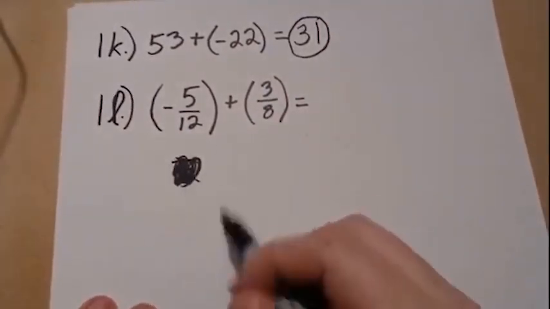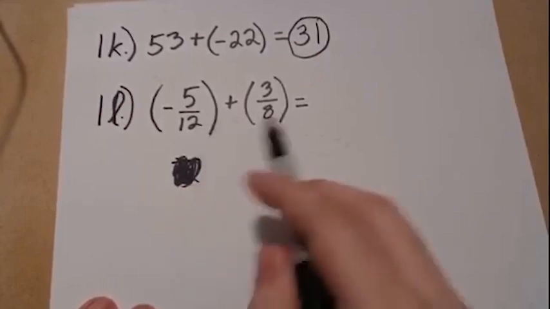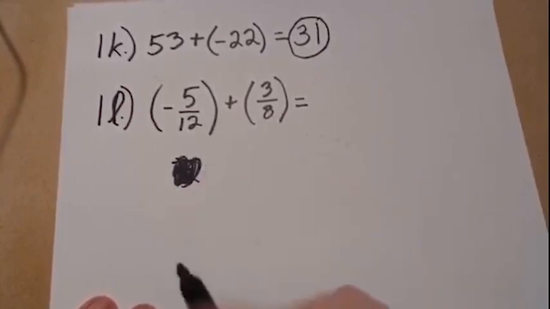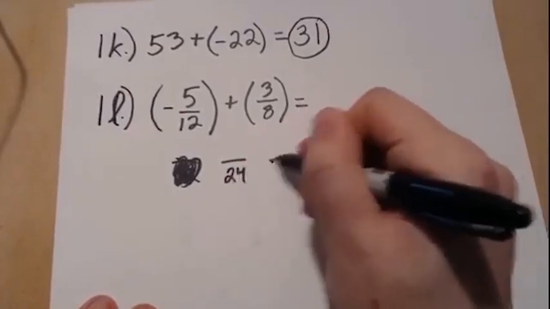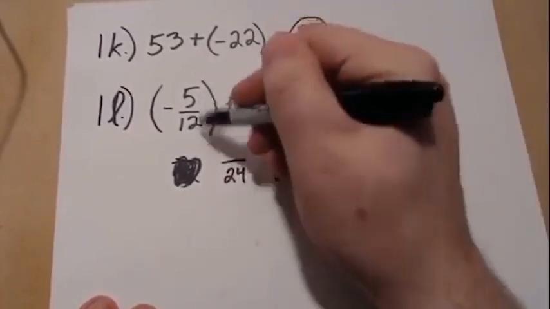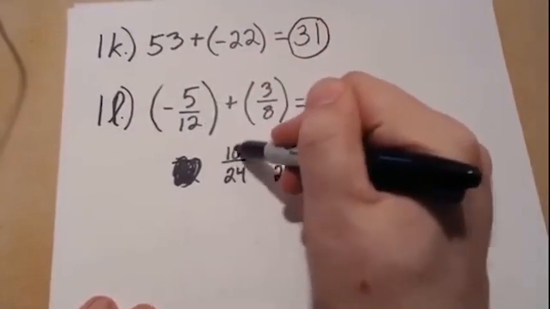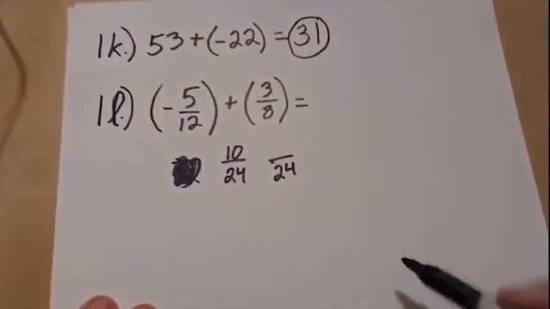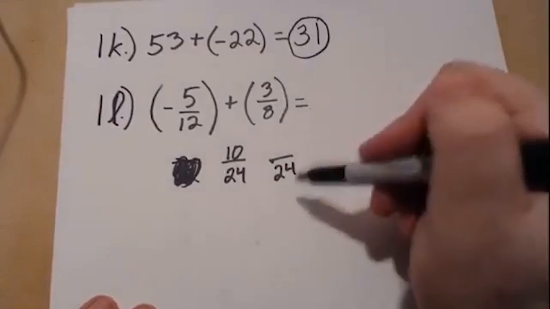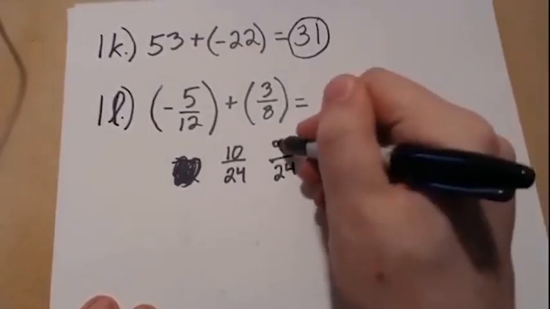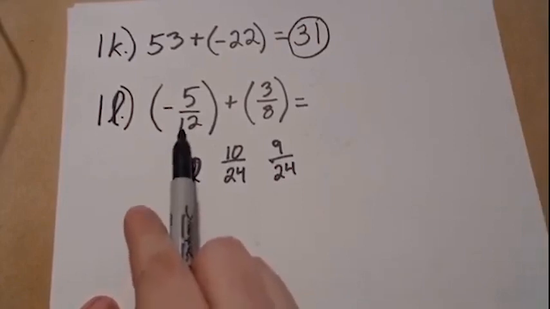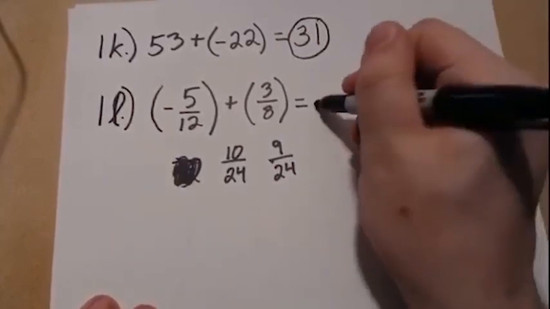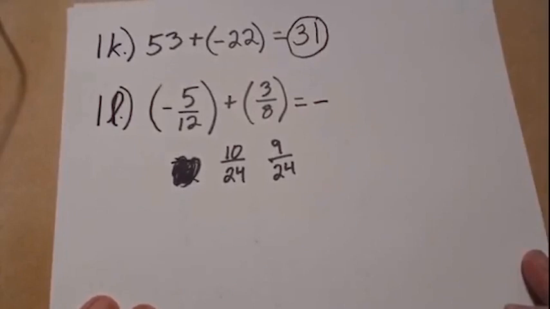a common denominator. So I started to write the denominator would be 12, but it wouldn't, because 12 is not a multiple of 8. It would actually be 24. So 5/12 would be 10/24. 3/8 would be 9/24. So the larger absolute value comes from the negative number.